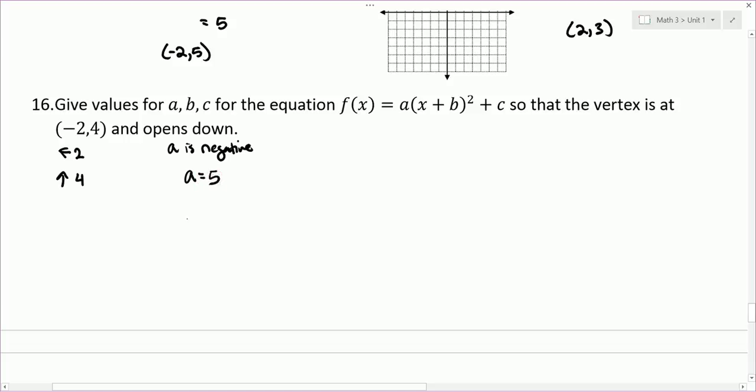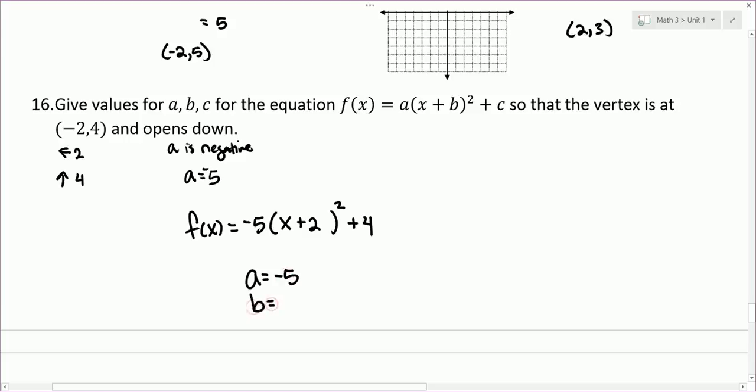And put this together. So f of x equals a, so -5, parentheses x. Now it's 2 units to the left, so +2 squared, don't forget squared, up 4 units, so +4. So give values a, b, and c for this equation. So a we said is -5.